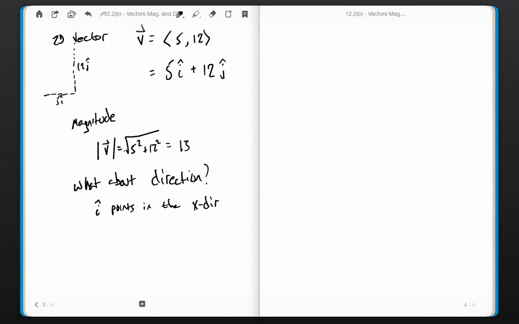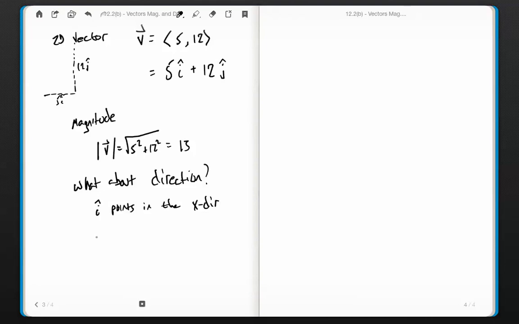These i, j, and k are all really nice because they have a magnitude of just 1. They don't really have a length. You can multiply them by anything and the length doesn't change because their magnitude is 1. But what points in this direction? 5, 12 points in a certain direction, but it's got a bunch of magnitude. And we know the magnitude is 13. So we know this one points in the right direction, but it's got some magnitude.